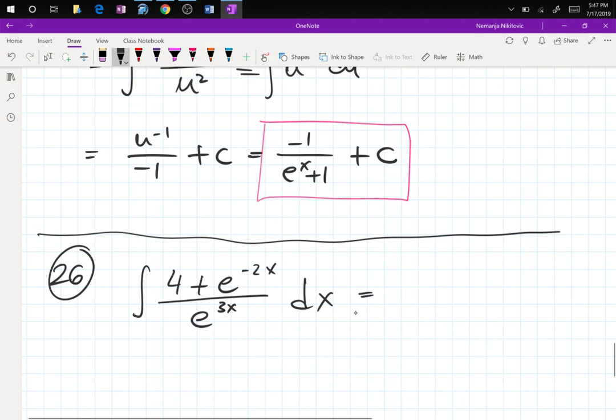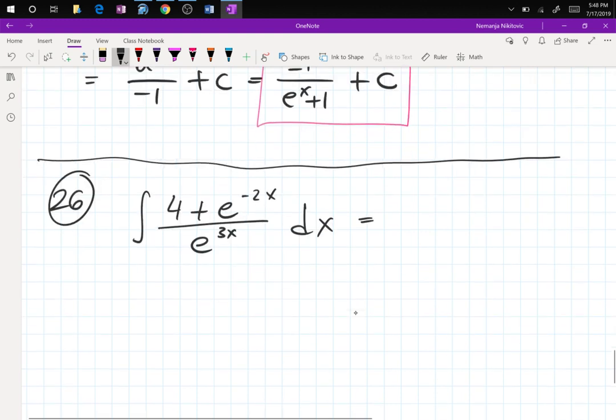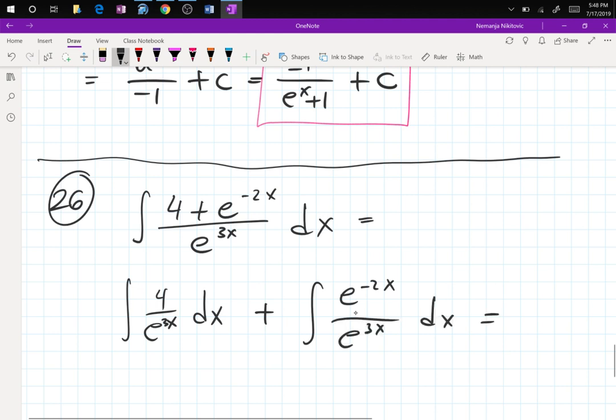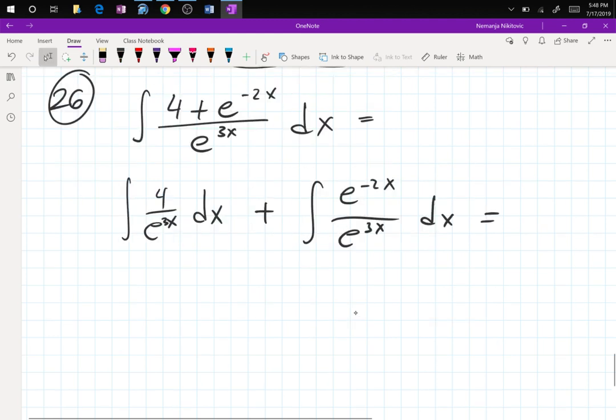So, first integral is going to be 4 over e to the 3x dx, and then you have plus the second integral is e to the minus 2x over e to the 3x. Because you have common denominator e to the 3x, you can split into 2 fractions, and because there is a plus, you can split into 2 separate integrals.